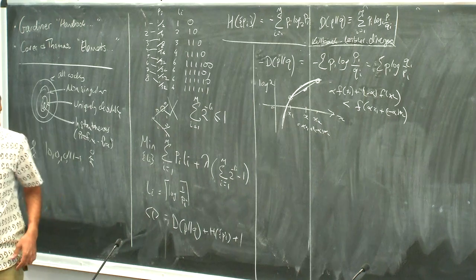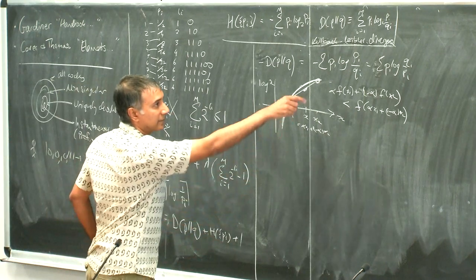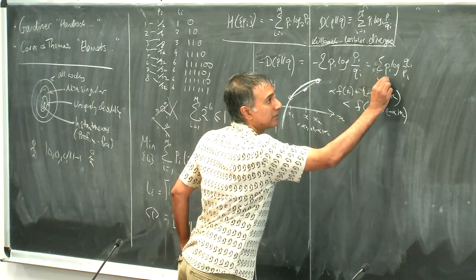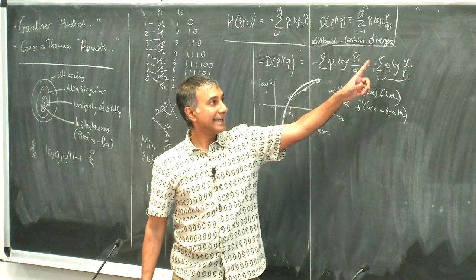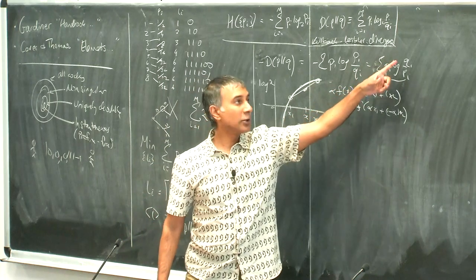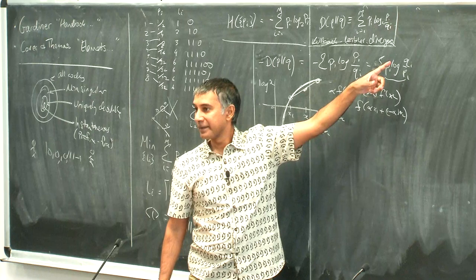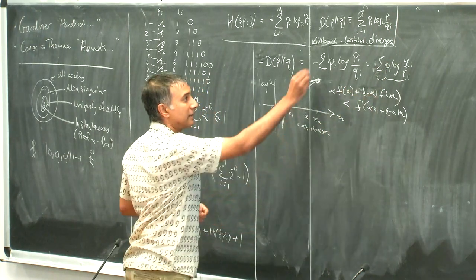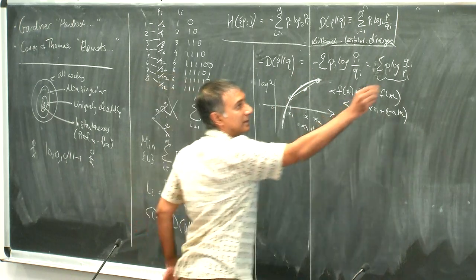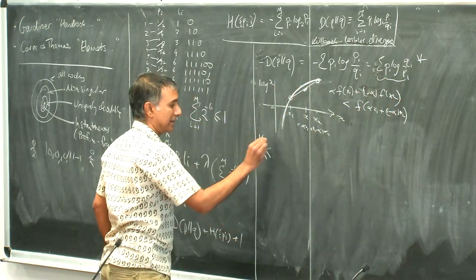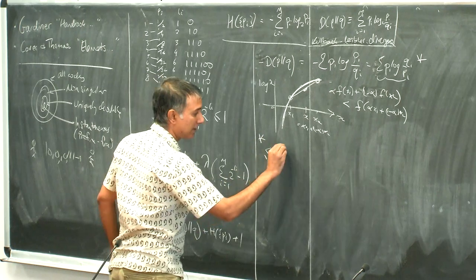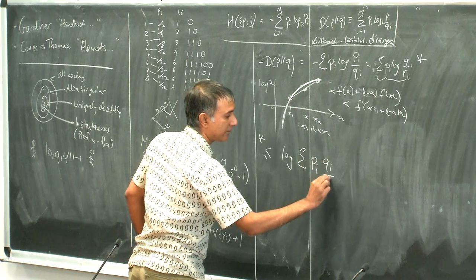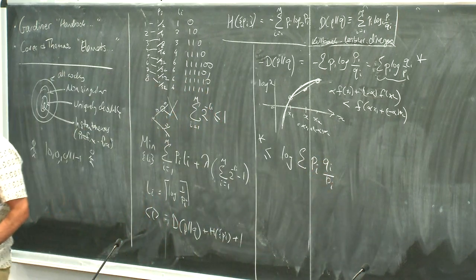And log is a convex function, right? So that being the case, we actually know this term, what does it look like? It looks like the average of the log evaluated at various points. It looks like this term. And that term must be less than or equal to the log of the average. Okay, everybody happy with this?